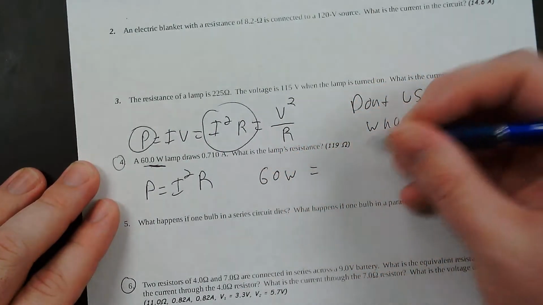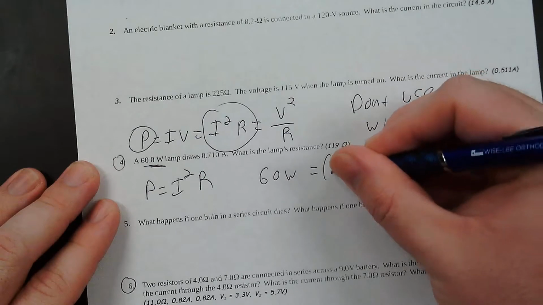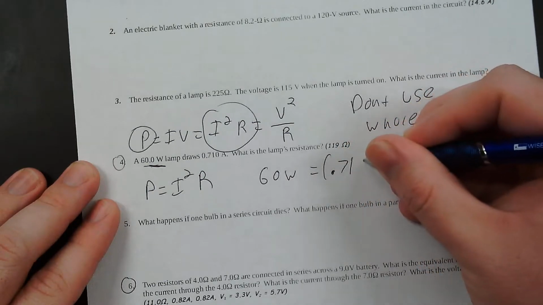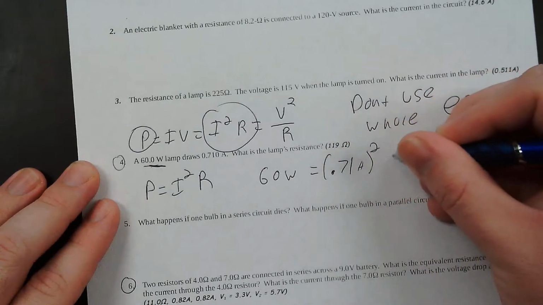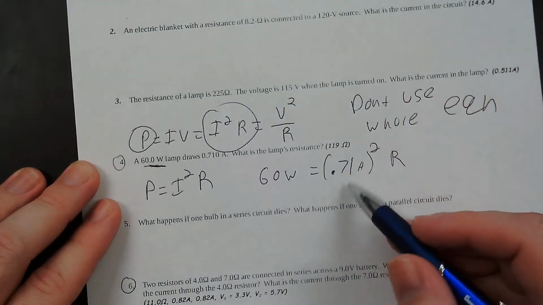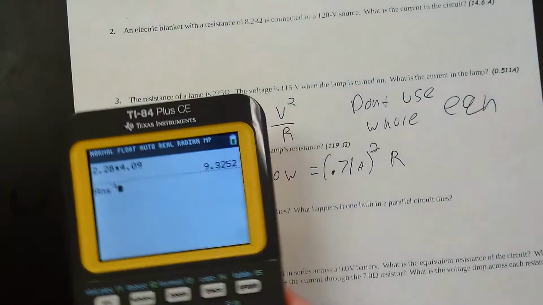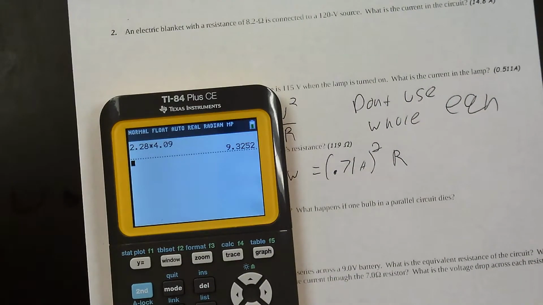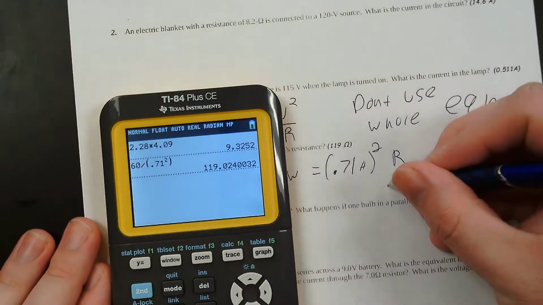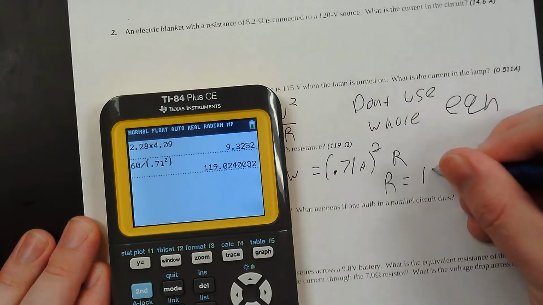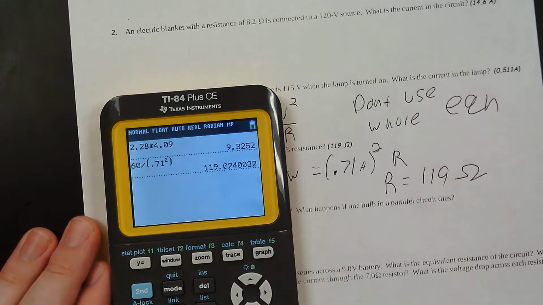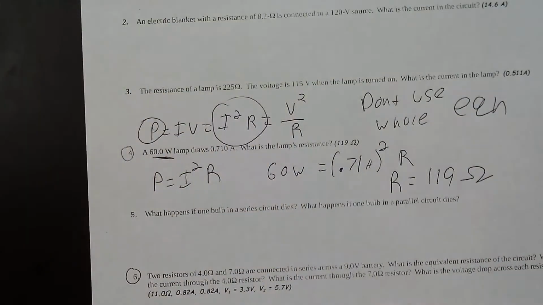60 watts is equal to my 0.71 amps squared times my resistance. Divide this over to the other side, and I'll get my answer. So 60 divided by 0.71 squared gives me my answer of a resistance of 119 ohms-ish of resistance.